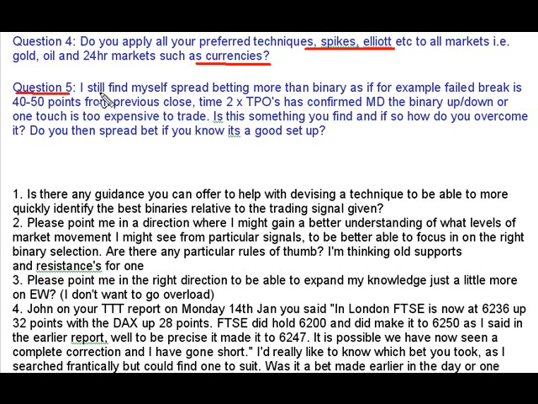Question 5. I still find myself spread betting more than binary betting. Spread betting, the very different mediums, certain types of trade do lend themselves more to a spread bet than a binary bet. And if you're having success or have had success as a spread better, I would encourage you to work with that. If something's working, then I'm a great believer in not fixing it. So that's a key thing, of course. Are you making money? If you're making money on something, then keep doing it. If you're not, then stop doing it, or change what you're doing in that context.